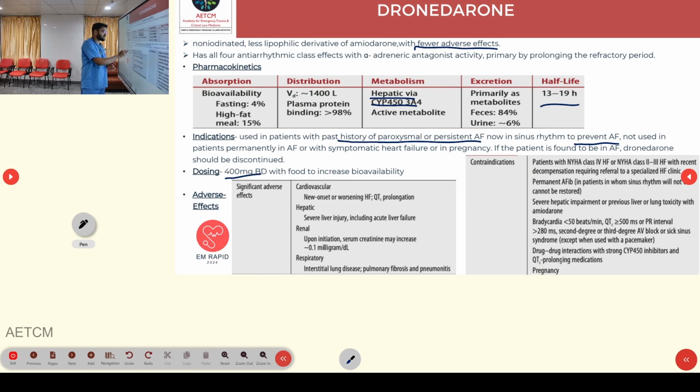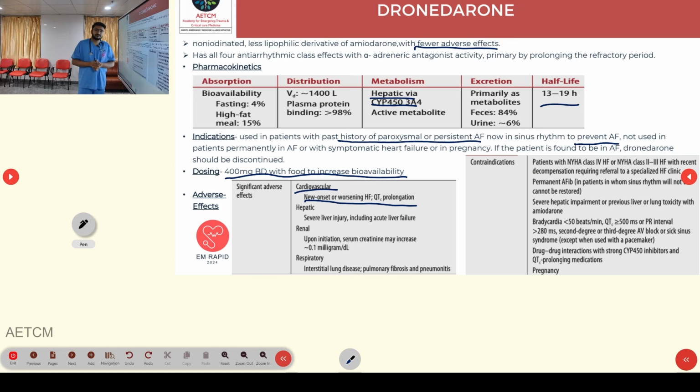The dosage is 400 mg BD with food to increase bioavailability. The adverse effects are also similar. Cardiovascular, we have new onset or worsening heart failure, then the QTc prolongation. Hepatic also, it causes severe liver injury. Renal also, it increases the creatinine by around 0.1 milligram per deciliter.